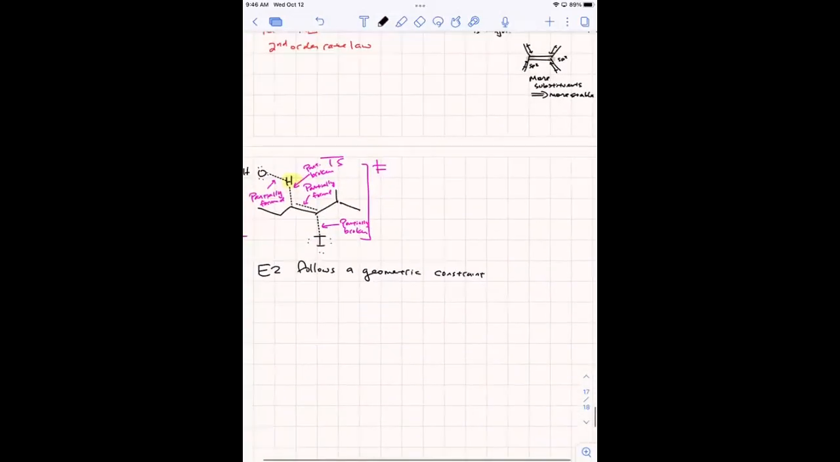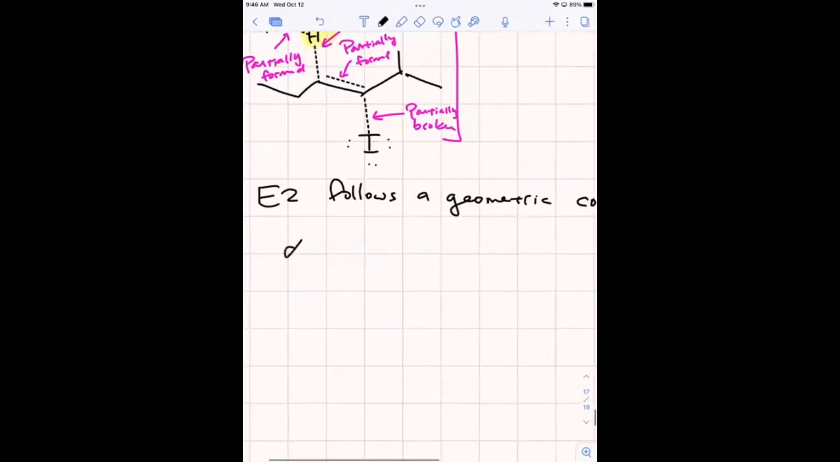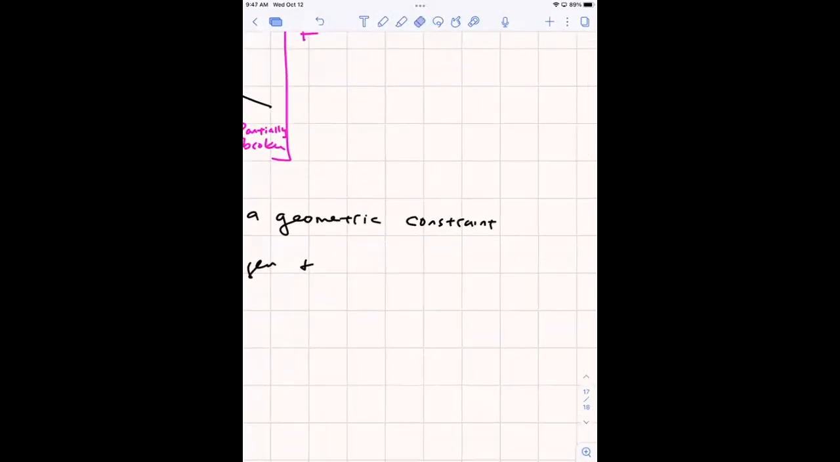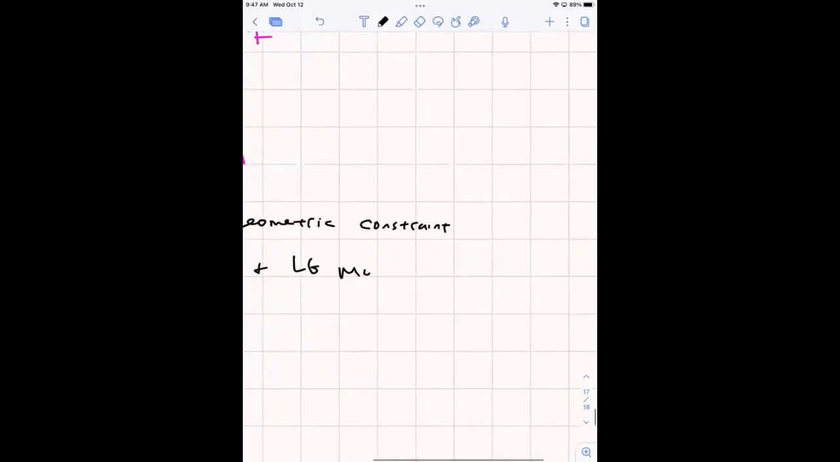So it follows a geometric constraint. Your alpha hydrogen and your leaving group, in order for this to actually happen properly, they have to be what we call, and I'm going to go back to the transition state and show you, they have to be what we call anti.